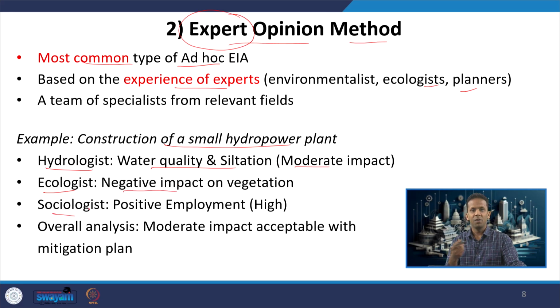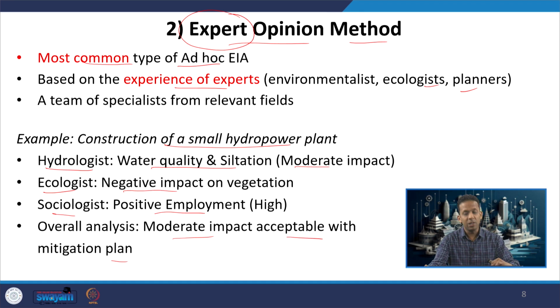A sociologist will look at it from the social perspective, with the hydropower plant coming into a rural or remote area, the positive employment impact was high on the livelihoods of people nearby. So, the overall analysis can be a moderate impact, but then when you list down the impacts as a team of experts, you need to come up with some recommendations on how those impacts would be mitigated. So, a moderate impact which will be acceptable with a mitigation plan, that is the overall analysis.